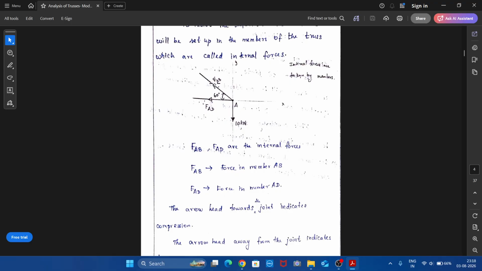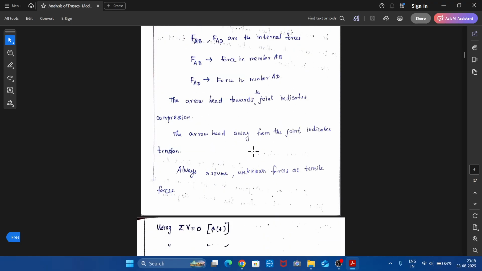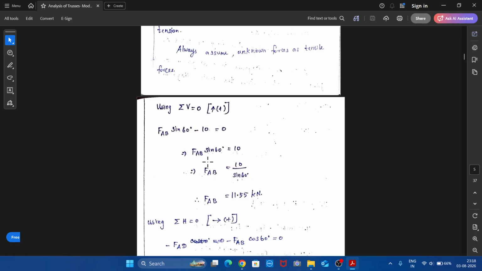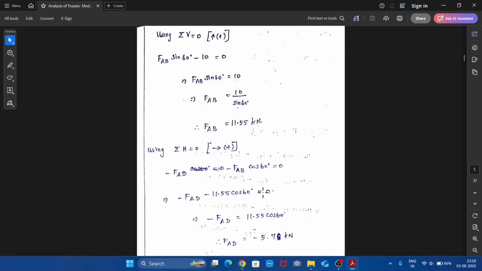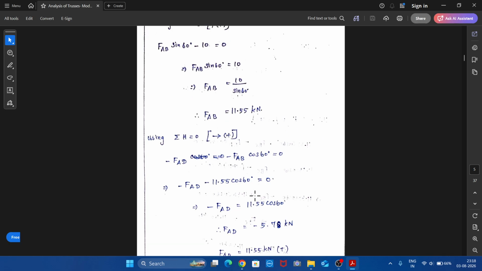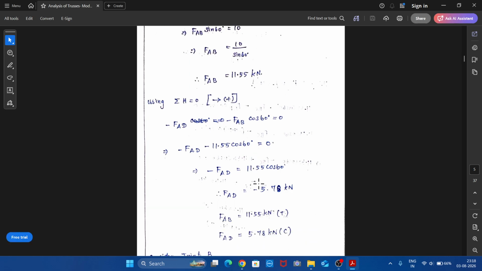So minus FAD minus FAB cos 60 equal to 0. So minus FAD minus FAB, which we have already found as 11.55, substitute the value of 11.55 cos 60. Therefore, you will be getting the value of FAD as minus 5.78 kilonewton.